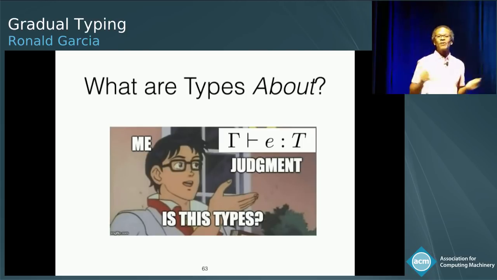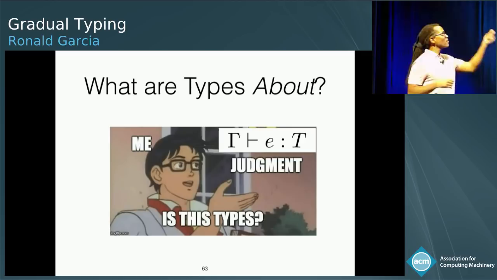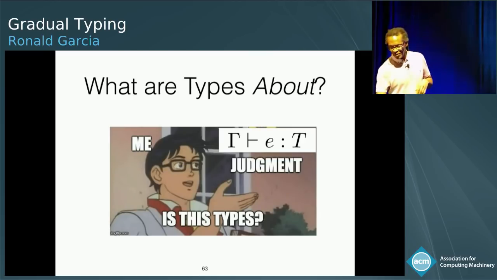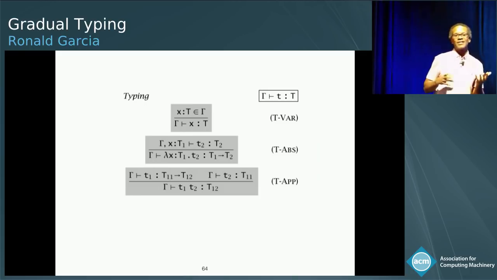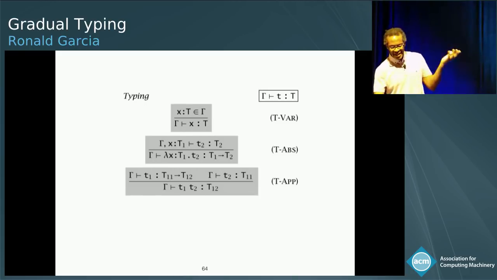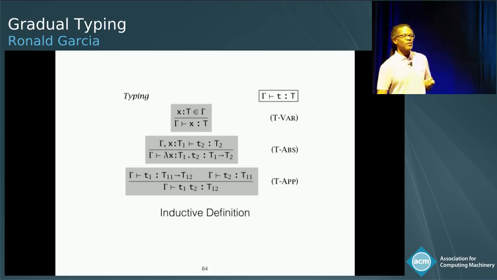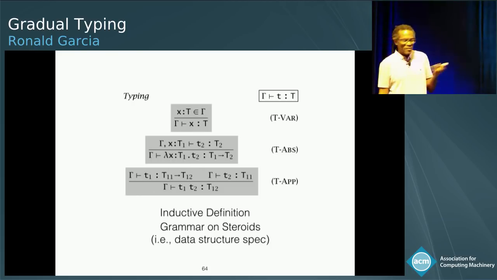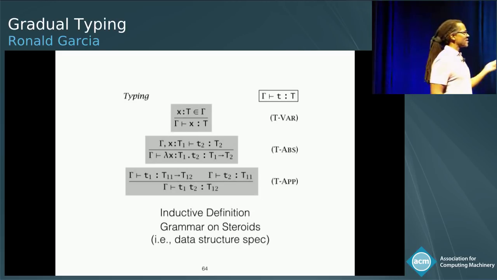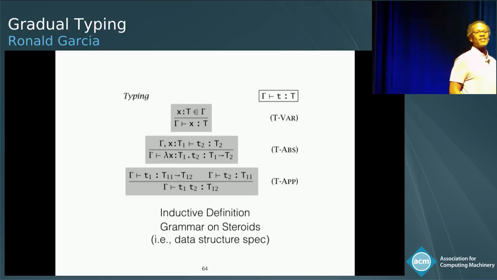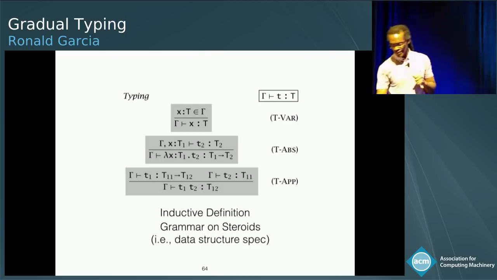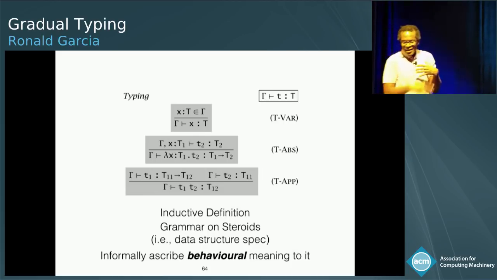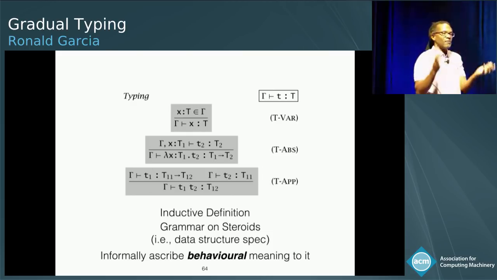And if you came up in my era, this is probably the answer that you had, where you'd see a typical instance of a type system, and it would look something like this. And this thing here is an inductive definition, which is another way of saying that it's a grammar on steroids, which means it's a specification for a data structure, where the data structure is the derivation trees that you can build using these constructors. And one of the important notes about this is that it's informally ascribed behavioral meaning.